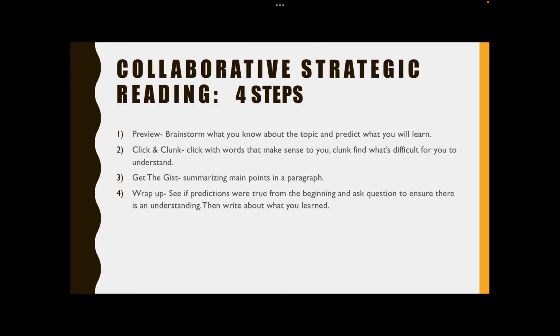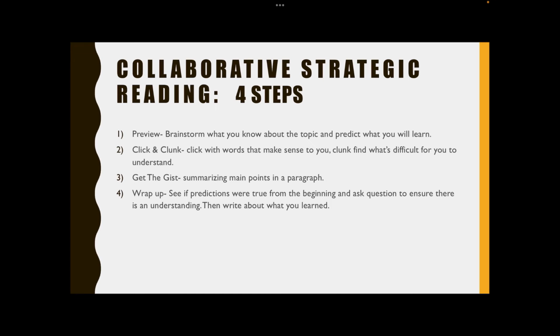Click is whenever you're reading and you see a word and it makes sense to you. So those words are just clicking in your brain. Clunk is like you're getting hung up on something. You find something in the passage or the paragraph that you're really getting hung up on, and it's difficult for you to understand or figure out what it's talking about.